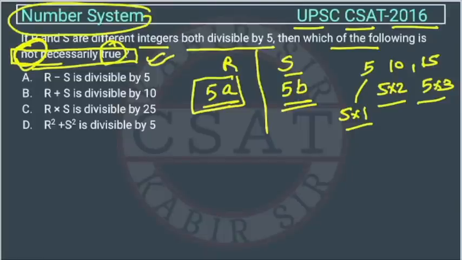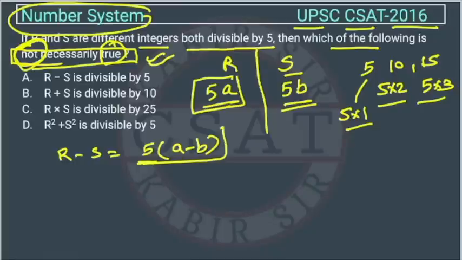Now we will use this. Let's check the first statement first. R minus S will be 5a minus 5b. So we will take 5 common, so this will be 5 into (a minus b). So this number is a multiple of 5, so it will be divisible by 5 also, right? So this is correct. But we don't need this, because we have to find out the wrong one. So just cut this. Now second, R plus S.